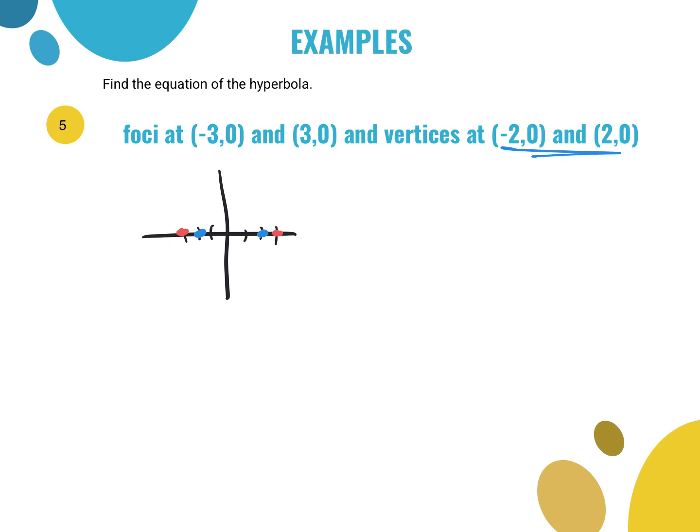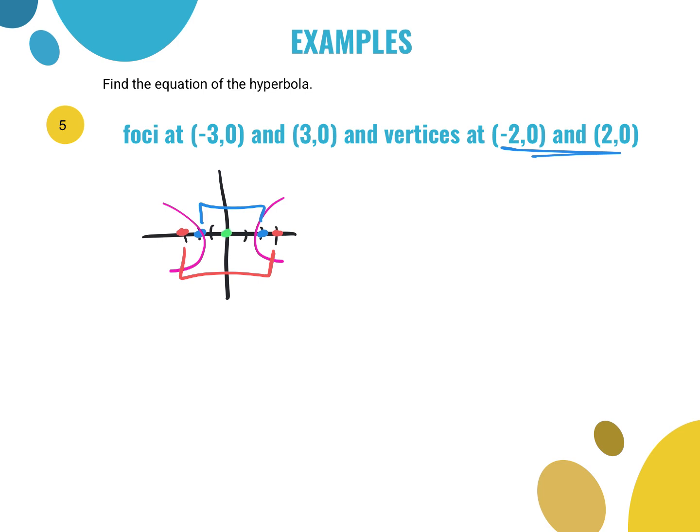So we can already see that the graph here is going to transverse the x-axis. So it's going to look like this. So we know it's going to be horizontal. So in our equation, we're going to put x squared first. Now, remember, the center is always the midpoint of either the vertices or the focus points, depending on what you're given. So I can already see that my center, or the midpoint of these two, is going to be 0, 0.